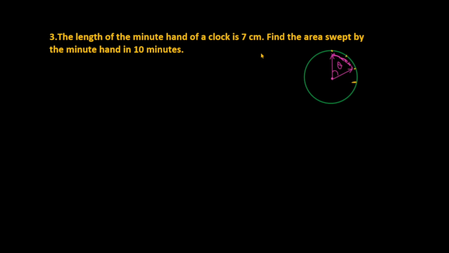So here theta, we don't know what is the angle. This is the center. But we know at the center, the angle is 360 degrees. With that, we can find theta. And the length of the minute hand is given as 7 centimeters. That is nothing but the radius of the sector.